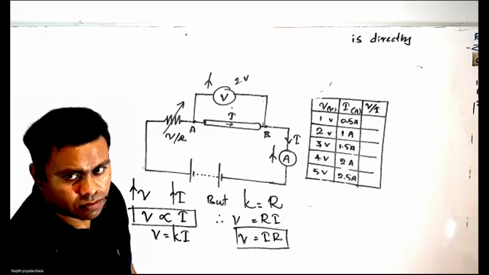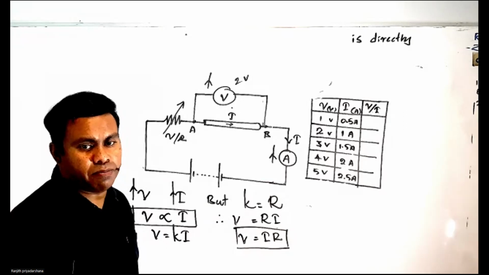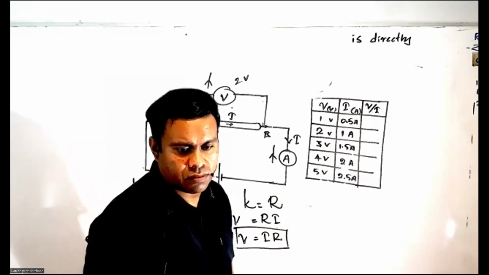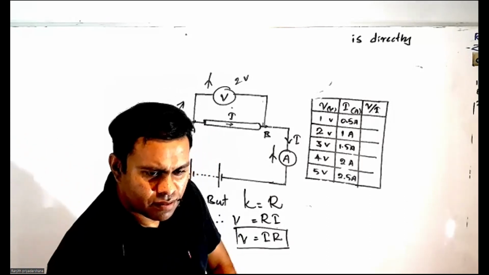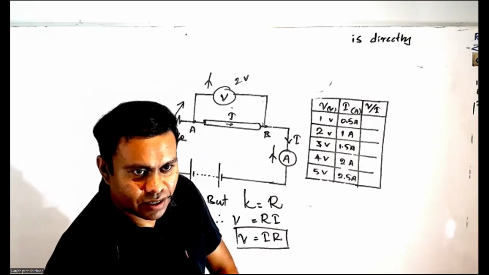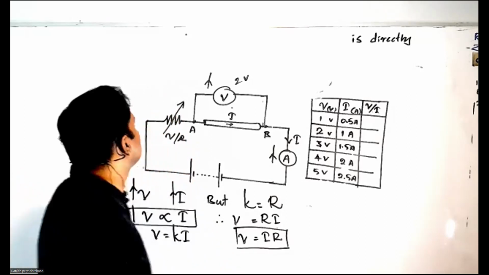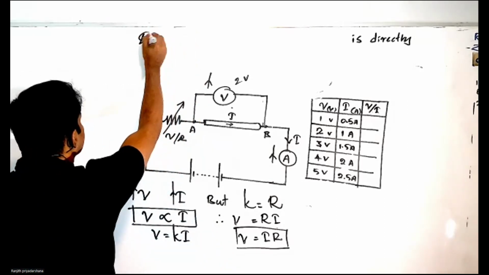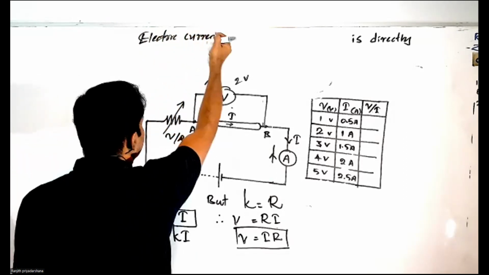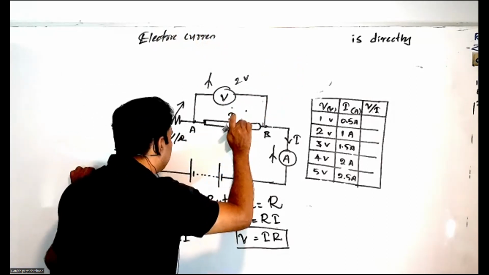Electric current is directly proportional to the electric potential difference. Yes, network bandwidth is low. Right. Electric current is directly proportional. But you have to define what's this electric current.